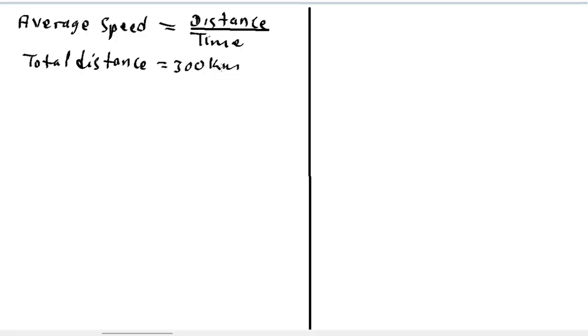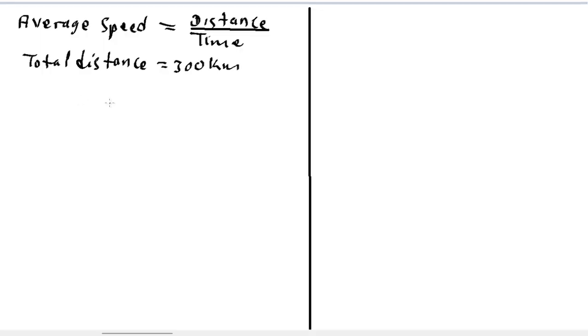So for now, we don't know the total time. And since we don't know the total time, it means that we need to find the total time first before we can now solve for the average speed of the bus. How do we get the total time?